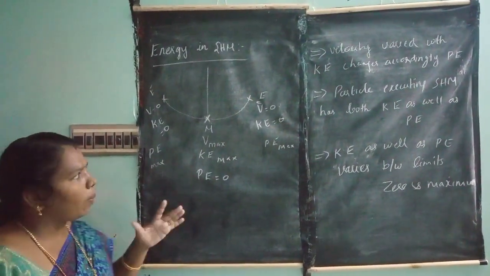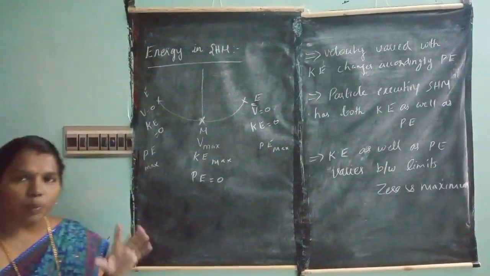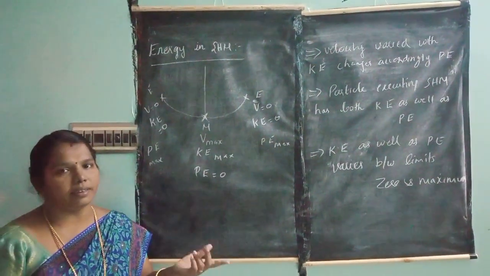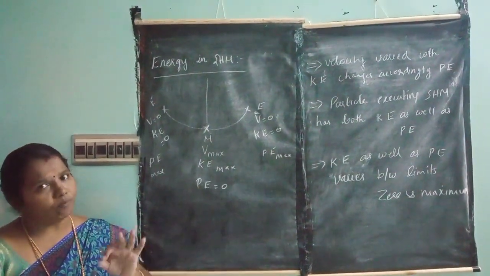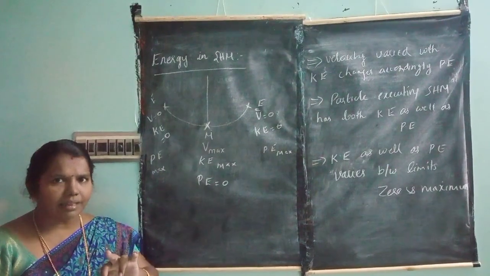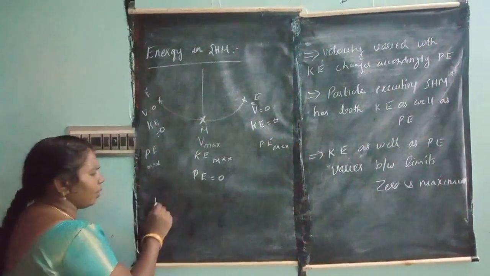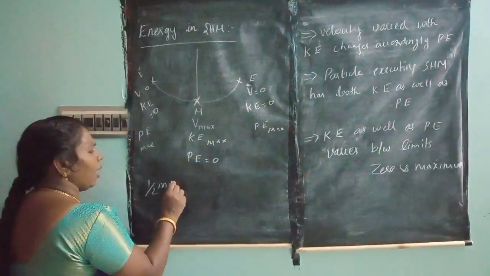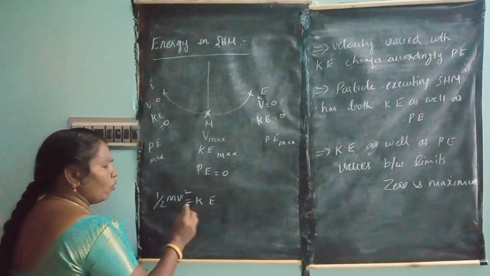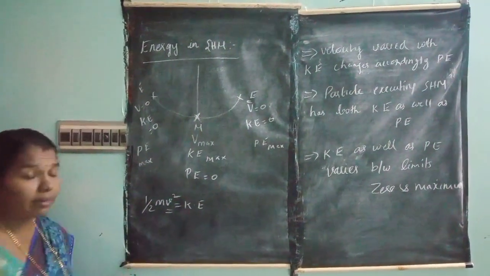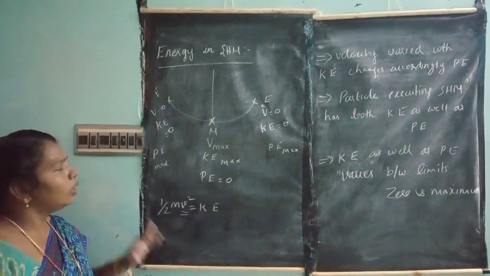When I talk about mechanical energy, what is mechanical energy? It has both potential energy and kinetic energy. What is the kinetic energy term? Half m v squared. So when the velocity changes, the kinetic energy also changes. Can you understand, ma'am? What is the kinetic energy formula? Half m v squared, which is equal to the kinetic energy. So when the velocity varies, the kinetic energy also changes.